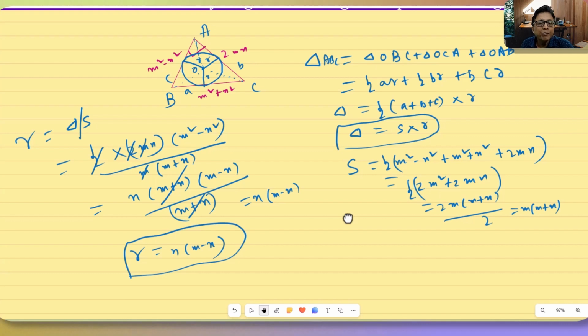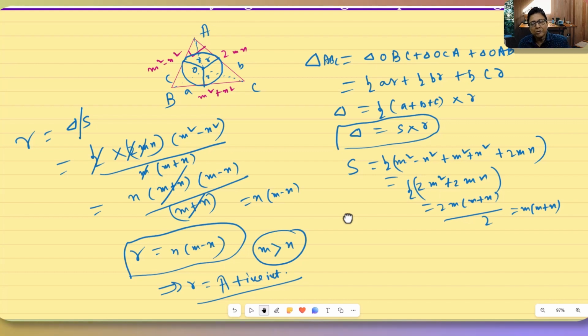Since n and m are both integers and m is greater than n, this implies that r is a positive integer. Understood? r is a positive integer.